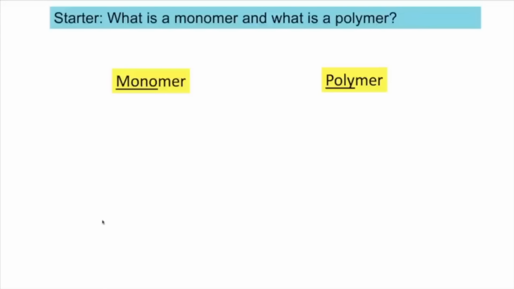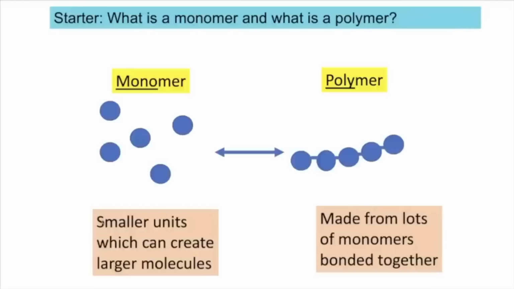So now we're moving on to the next bit in this topic, which is looking at monomers and polymers. And mono means one, poly means many. So our literal definition is monomers are smaller units which can bind together to create larger molecules, or in fact polymers. And a polymer is made up of lots of monomers bonded together.